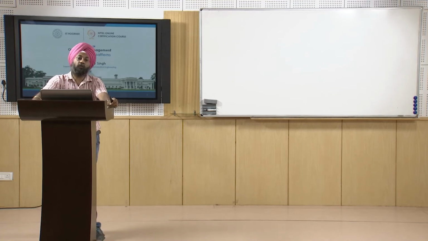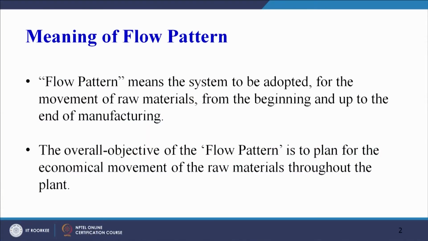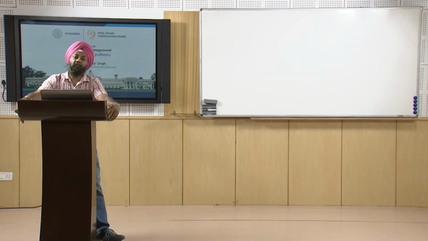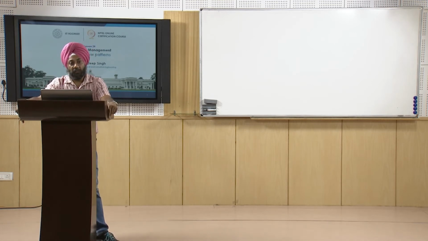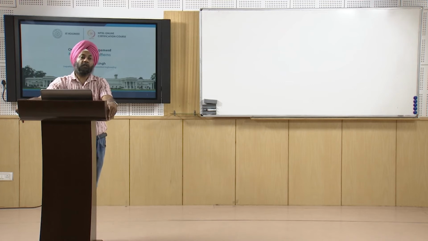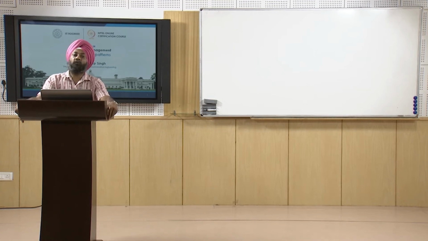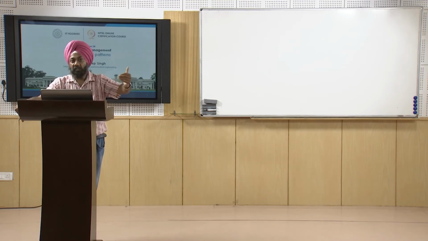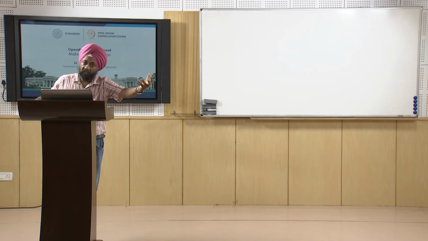First of all we need to understand what we mean by flow pattern. As I have already told, our focus is on material flow pattern. Material, all of you know. How do we define flow pattern? Flow pattern means the system to be adopted for the movement of raw materials from the beginning up to the end of manufacturing. What is the end of manufacturing? That is when the final product has been produced. So the flow pattern means the system adopted for the movement of raw materials from the entry to the exit, from the beginning to the ending.